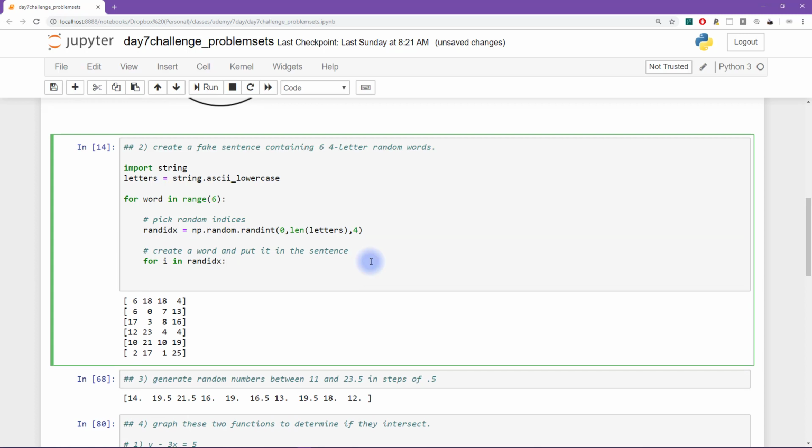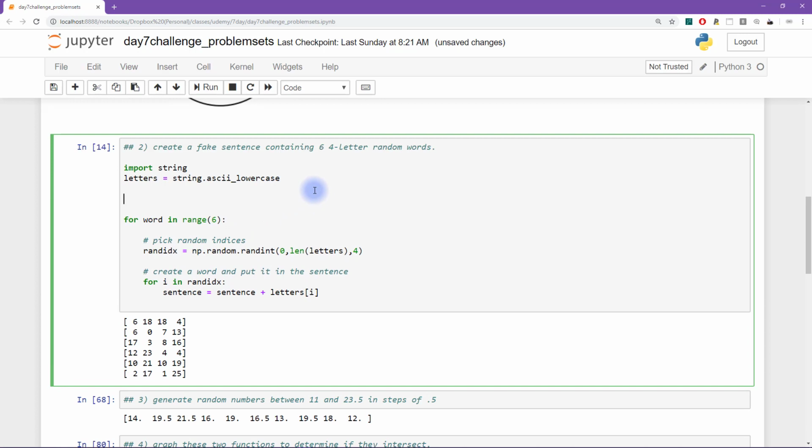So the way that I'm going to set this up is by saying sentence equals sentence plus letters i. Now I haven't created sentence yet, so this is going to give me an error. So I need to initialize sentence to be an empty string like this. So sentence starts off being empty, and then I add to the sentence 1 letter corresponding to the ith index that was selected up here.